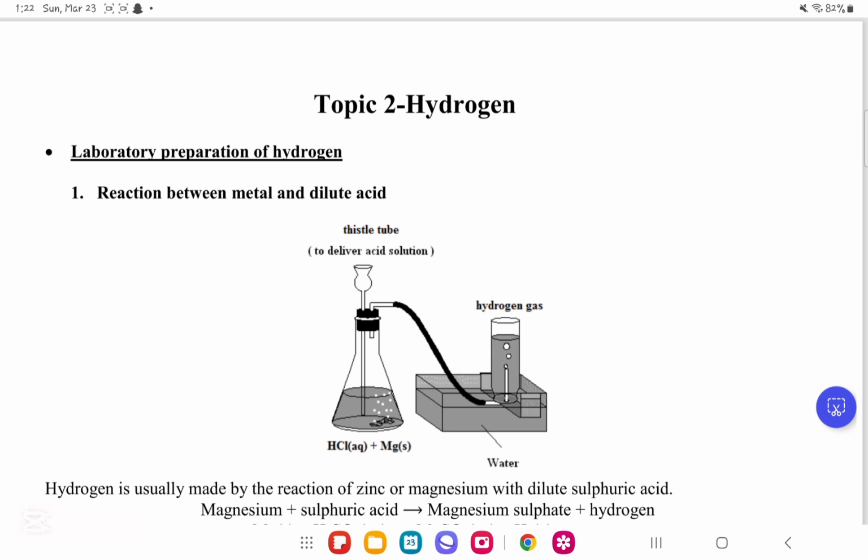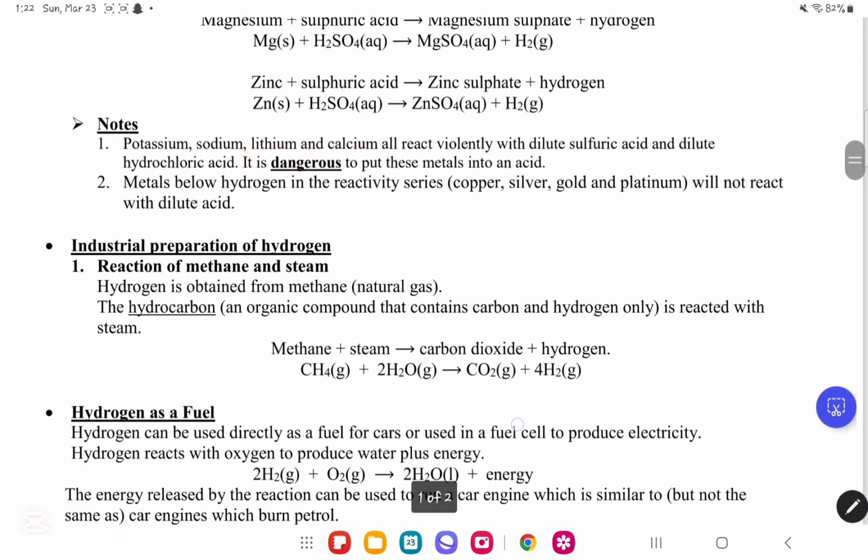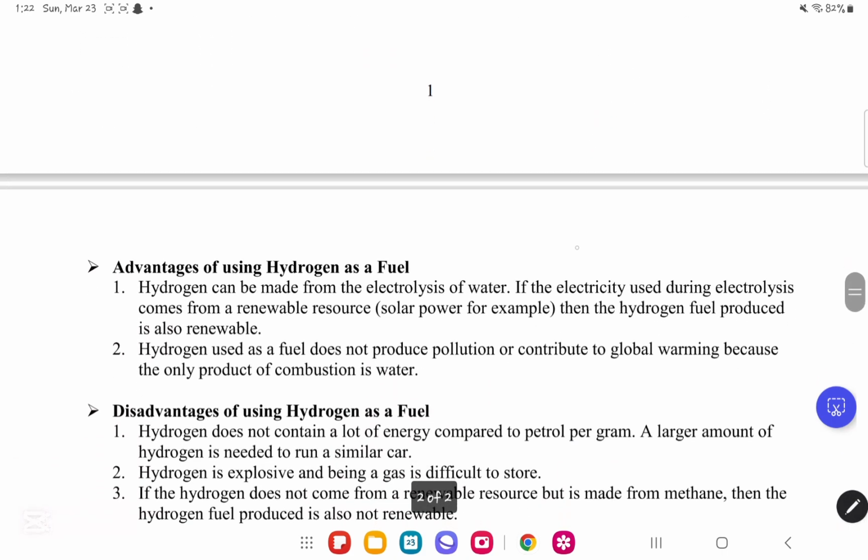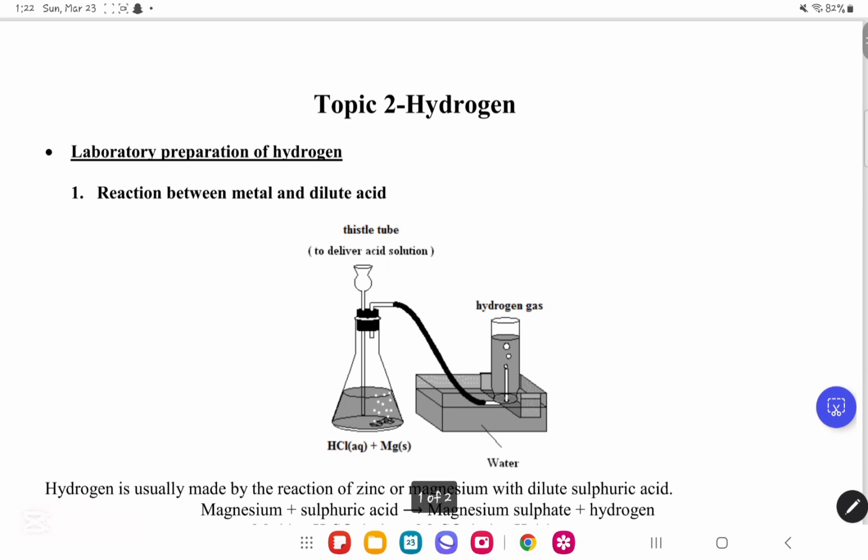Usually we have two methods. The first method is the reaction between a metal and a dilute acid, and the second method is called the methane steam reaction. Now, another way that is not mentioned in the slide but is mentioned in the course question documents is the addition of steam to a metal. So when you add steam to a metal, it is going to form hydrogen.